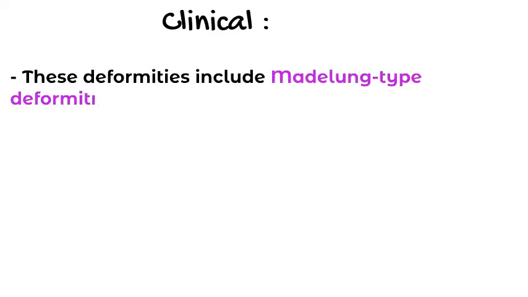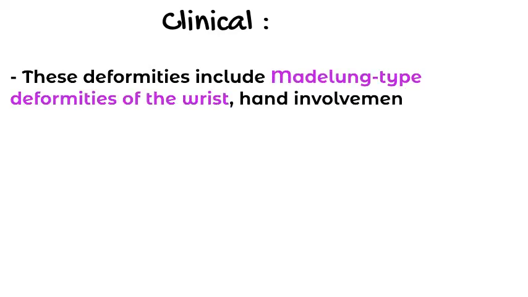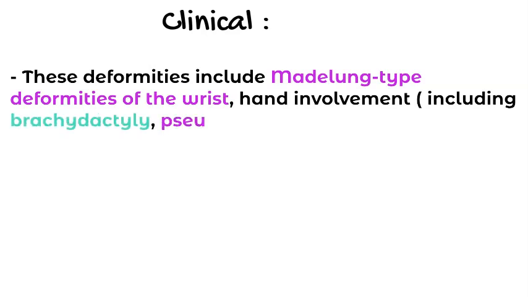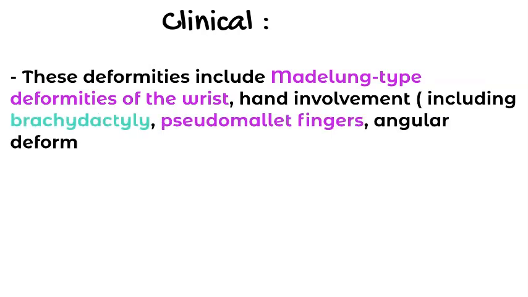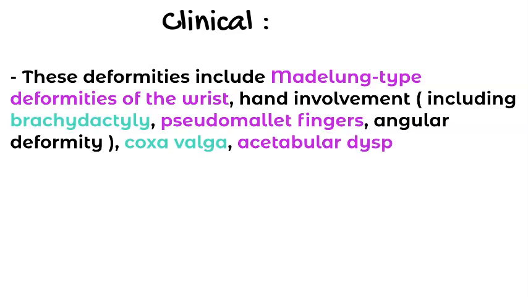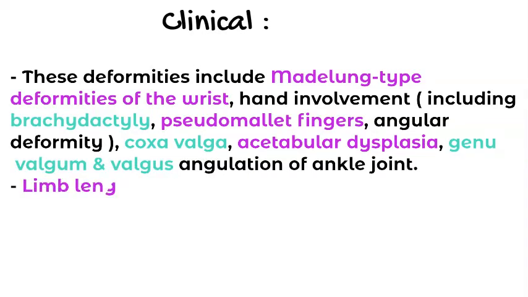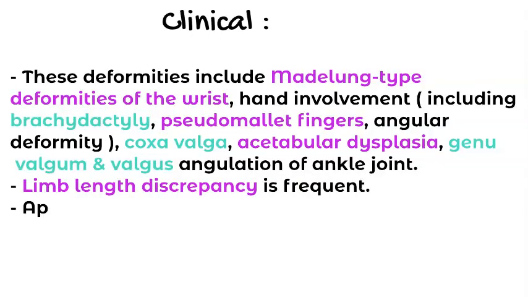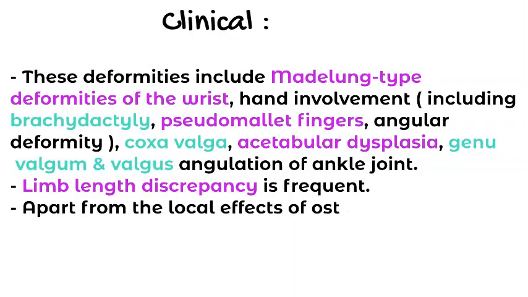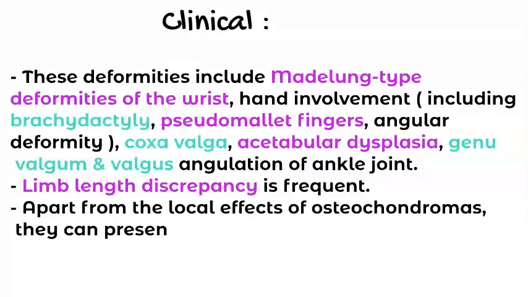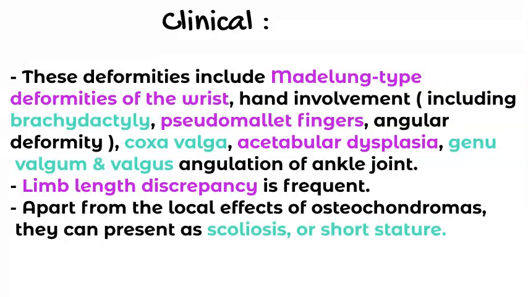These deformities include Madelung-type deformities of the wrist, hand involvement including brachydactyly, pseudomallet fingers, angular deformity, coxa valga, acetabular dysplasia, genu valgum and valgus angulation of the ankle joint. Limb length discrepancy is frequent. Apart from the local effect of osteochondromas, they can present as scoliosis or short stature.